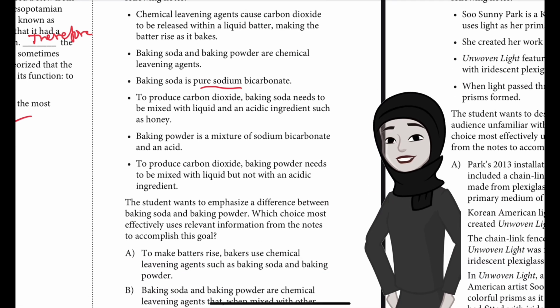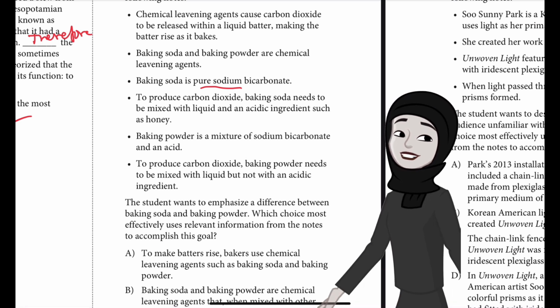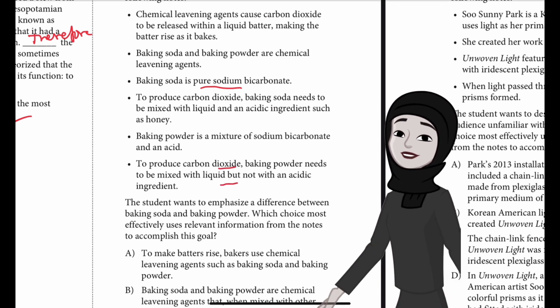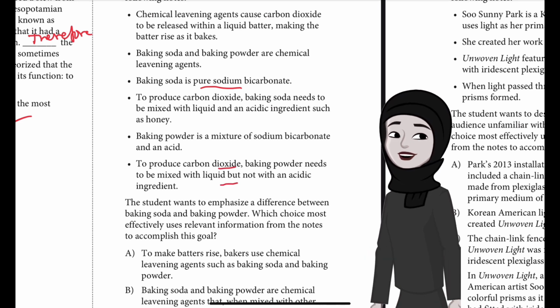To produce carbon dioxide, baking soda needs to be mixed with liquid and an acidic ingredient such as honey. Baking powder is a mixture of sodium bicarbonate and an acid. To produce carbon dioxide, baking powder needs to be mixed with liquid but not with an acidic ingredient.